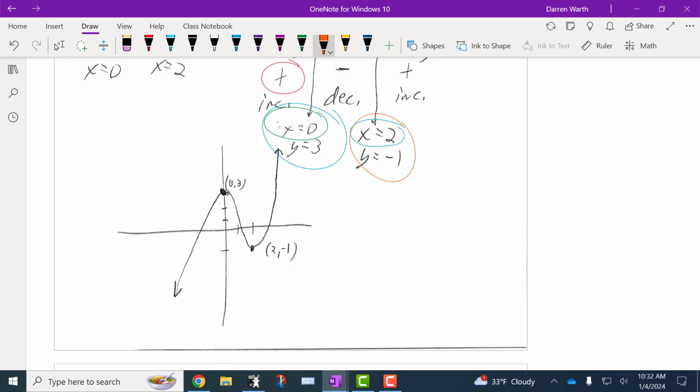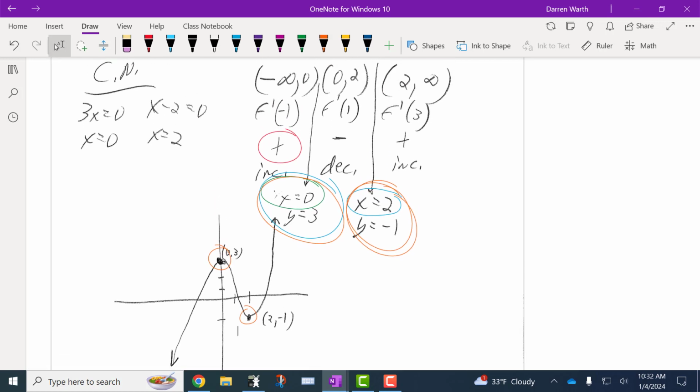So the reason why I had to find those is because that's how I'm going to graph it. So notice I go to 0 and 3, put my dot there. I go to 2, negative 1, put my dot there. And I go looking back at my intervals. My interval says from negative infinity to 0, that is increasing, so it's going to be going up. And then from 0 to 2, that is decreasing, so that is going to be going down. And then from 2 to infinity, that is going to be going up. And so that's what your graph is going to look like.